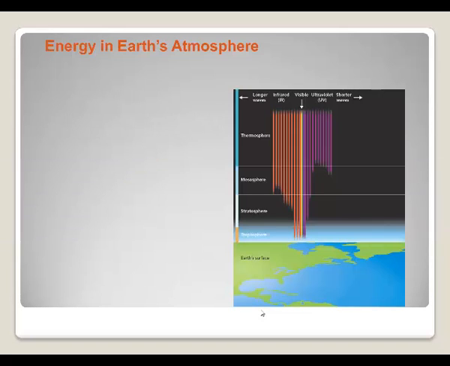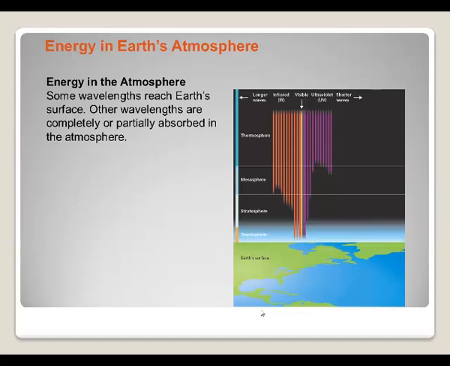Energy in Earth's atmosphere. Some of these different forms of the electromagnetic spectrum are easily transferred through the atmosphere. Others are not. You will notice that a lot of the infrared radiation that hits our atmosphere is absorbed by the stratosphere and the mesosphere.